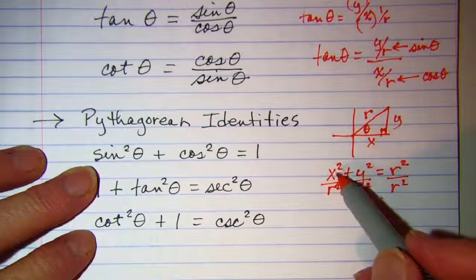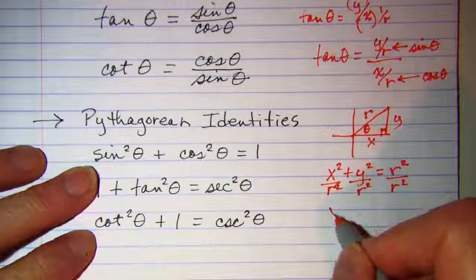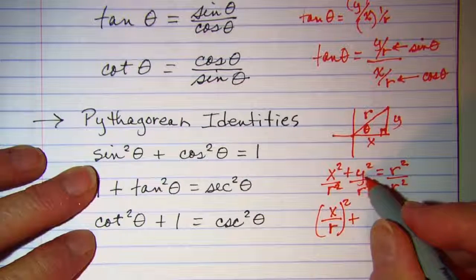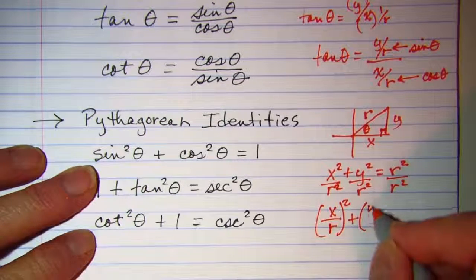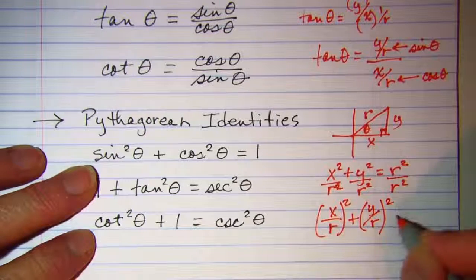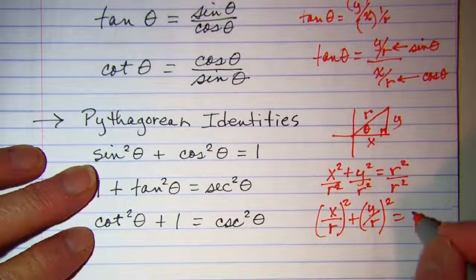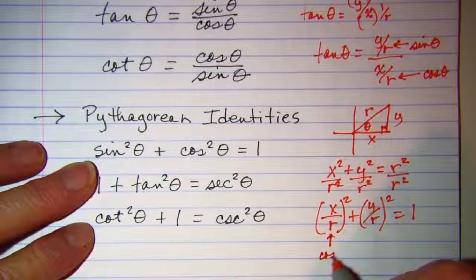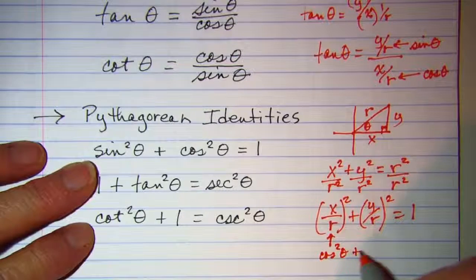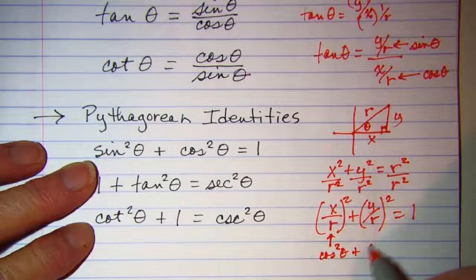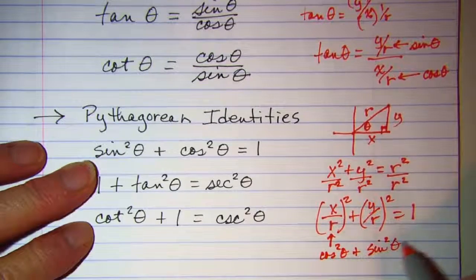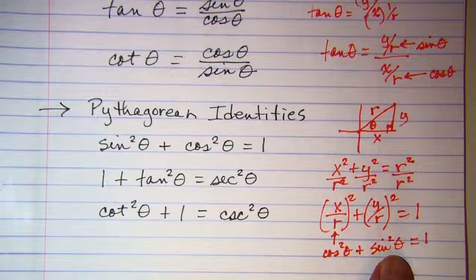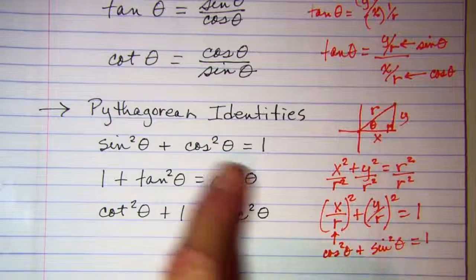And so we see then x squared over r squared, I could write that as x over r quantity squared. Same way for this one, y over r quantity squared. And then r squared over r squared is 1. So this is my cosine squared theta. And this one is my sine squared theta equals 1. So then we know that the sum of these two squares is equal to 1. That gives us this.